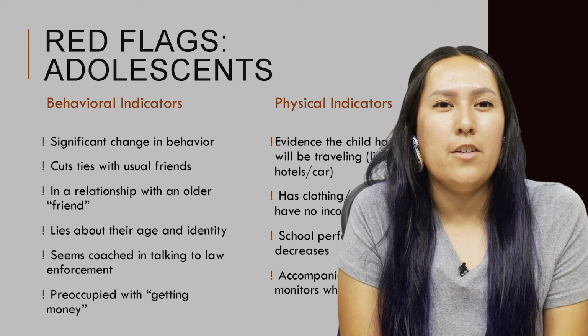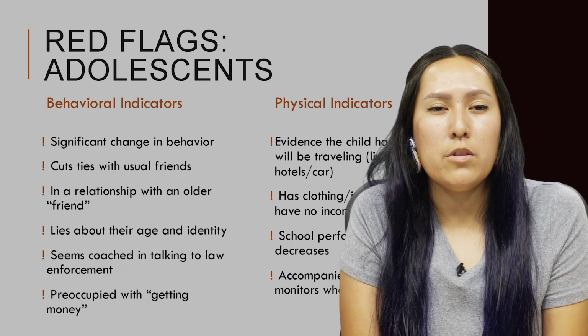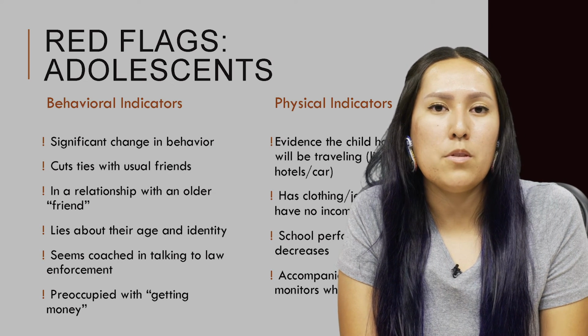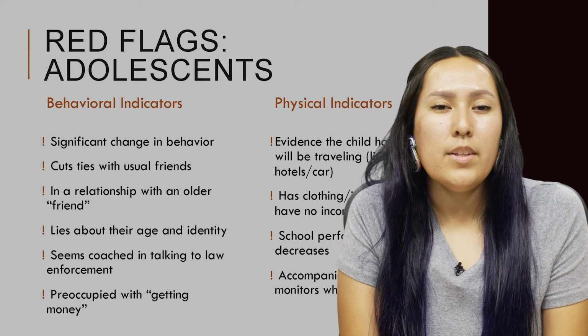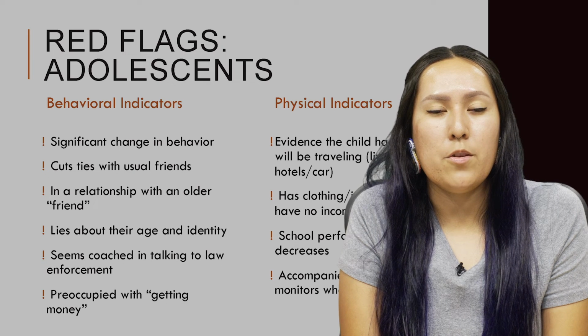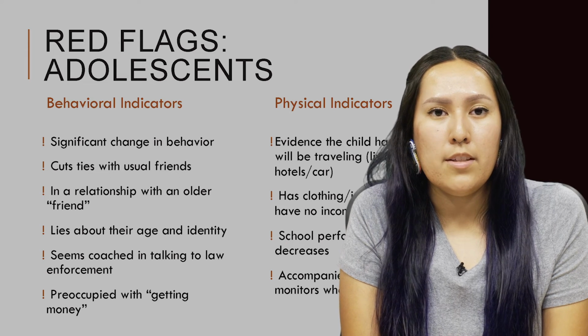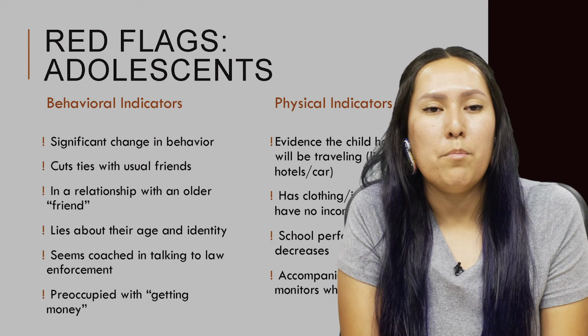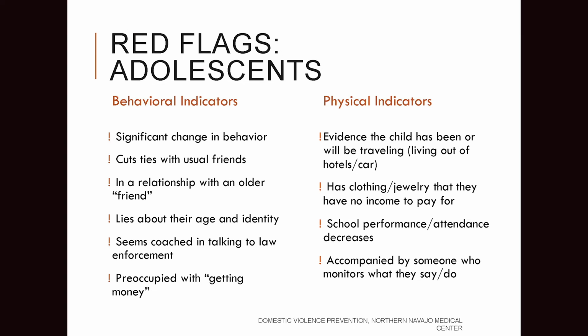If they mention that they're in a relationship with an older friend, this friend might be someone who is a lot older than them and maybe met them through social media. That's also another large red flag. Again, if the child is lying about their age or their identity to seem older. If they seem like they're coached in talking to law enforcement, or if they're preoccupied with getting money, or constantly talking about an interest in buying things or just making money in general, that's also another red flag.